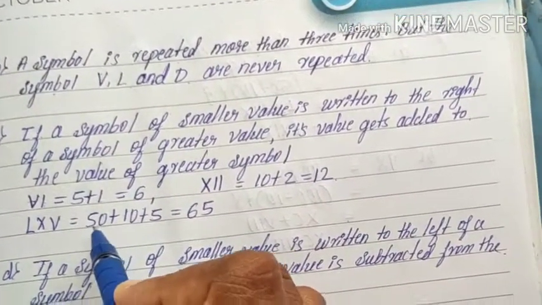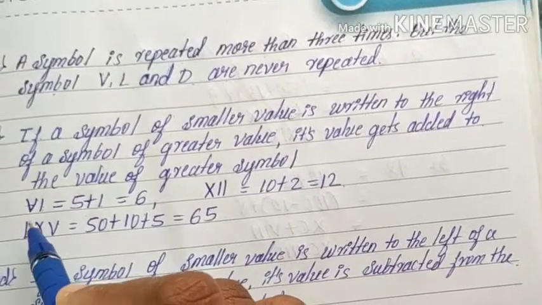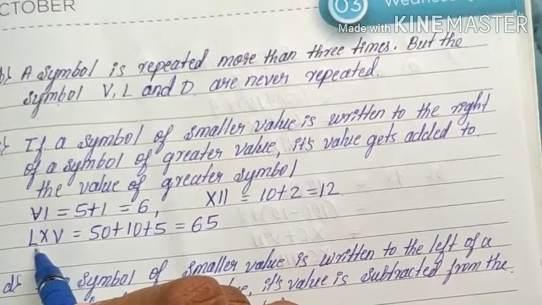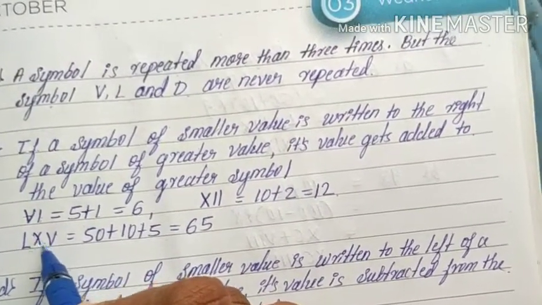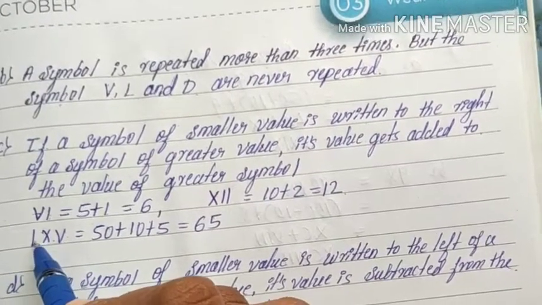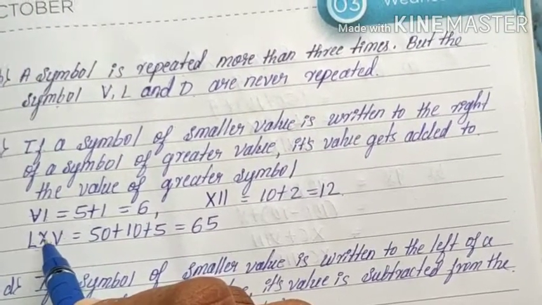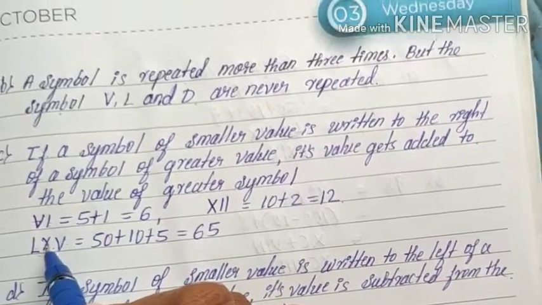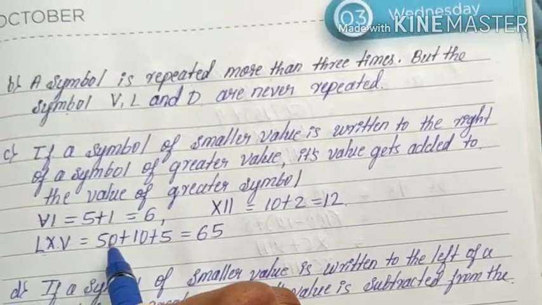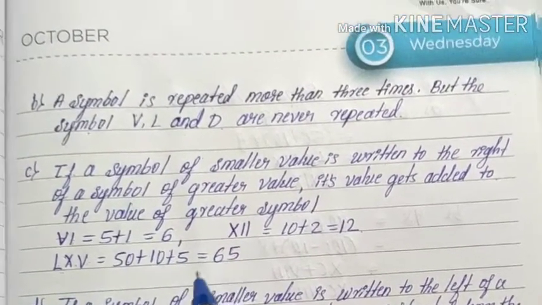Then we have to write 65. How will you write? First we write 50 plus 10 plus 5. So 50, then after it the smaller value 10, then after it the smaller value 5. So 50 plus 10 plus 5, 65.